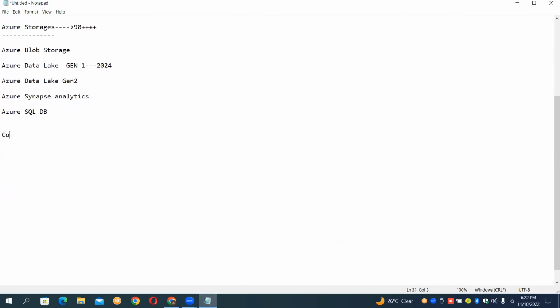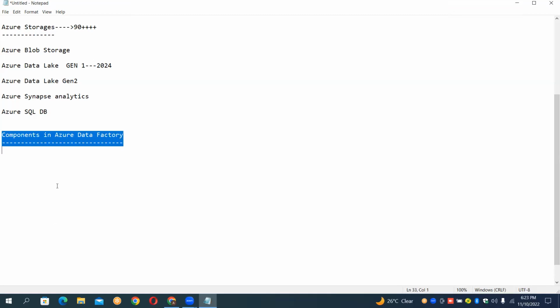the components in ADF, the components in Azure Data Factory. Guys, without these components, we cannot use Data Factory.